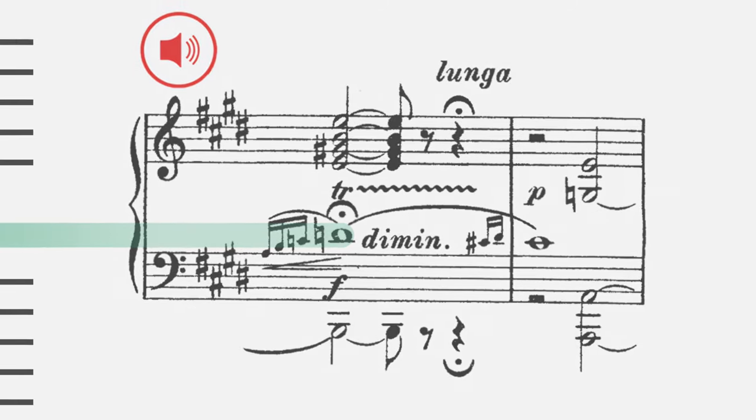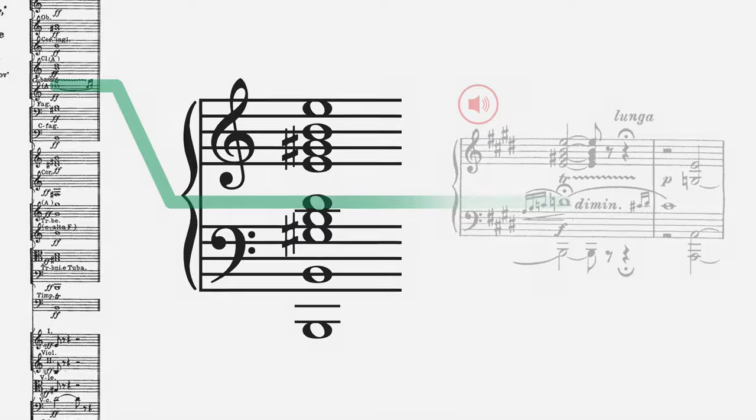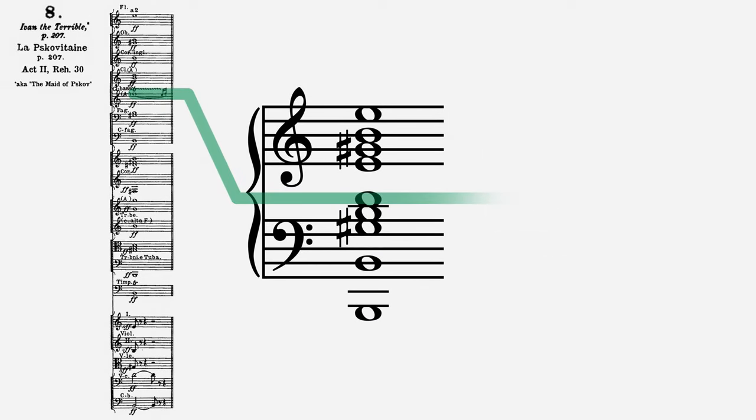Before we break down the rest of the scoring, let's look at why Rimsky-Korsakov decided to use bass clarinet instead of one of his A clarinets, which might easily play the same trill. The answer lies in both color and register.